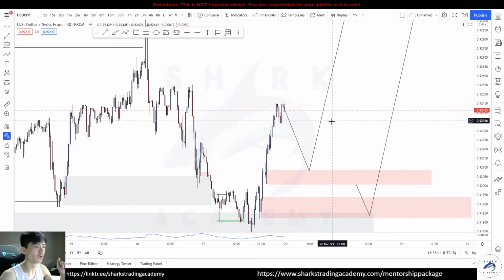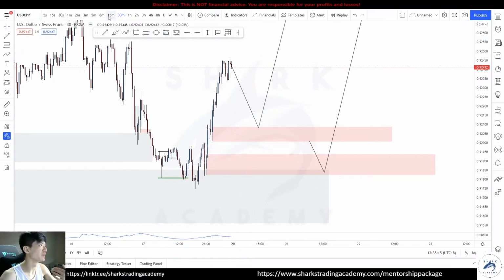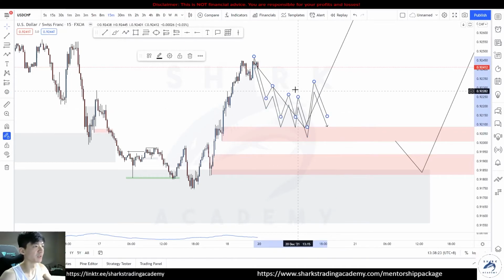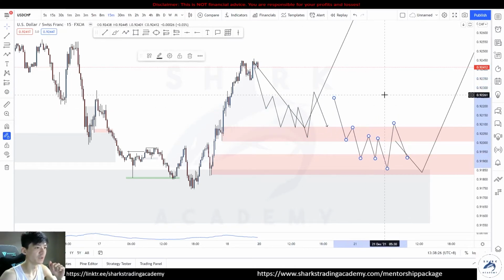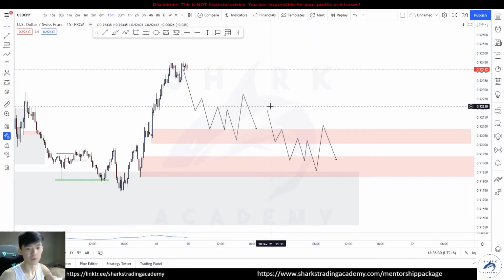So am I going to look for an instant execution like this? I will not do this, right? I'll wait for a 15M liquidity grab, break of structure, pull back, and this is how I get involved. And this is the same thing that is going to happen over here. I'm going to look for this. So if this schematic doesn't happen, then I'm not going to take the trade.